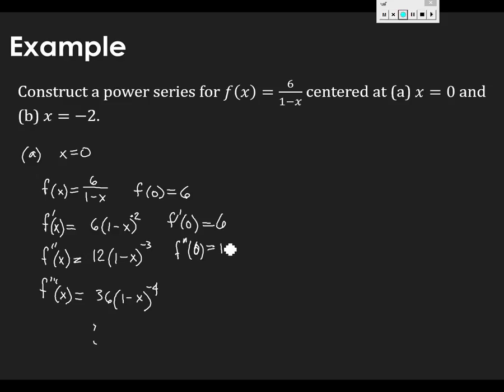That is not good. 12. F triple prime of 0. Sorry, positive 30. That's okay. Good.